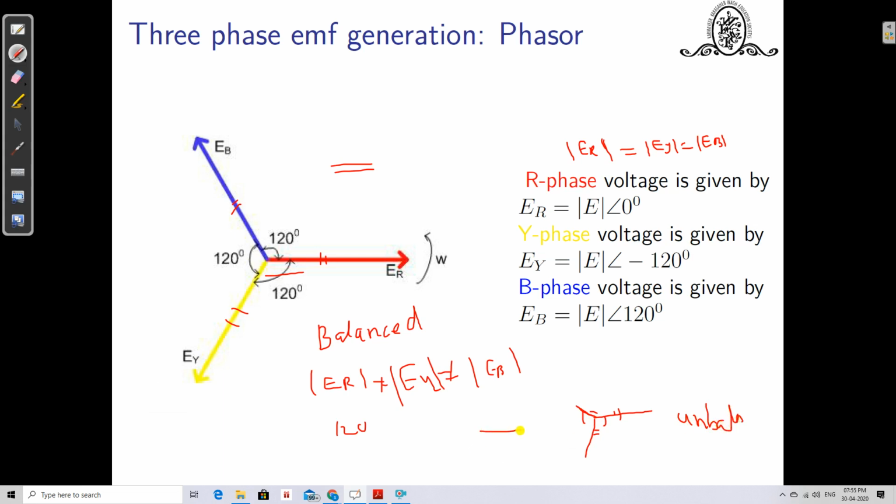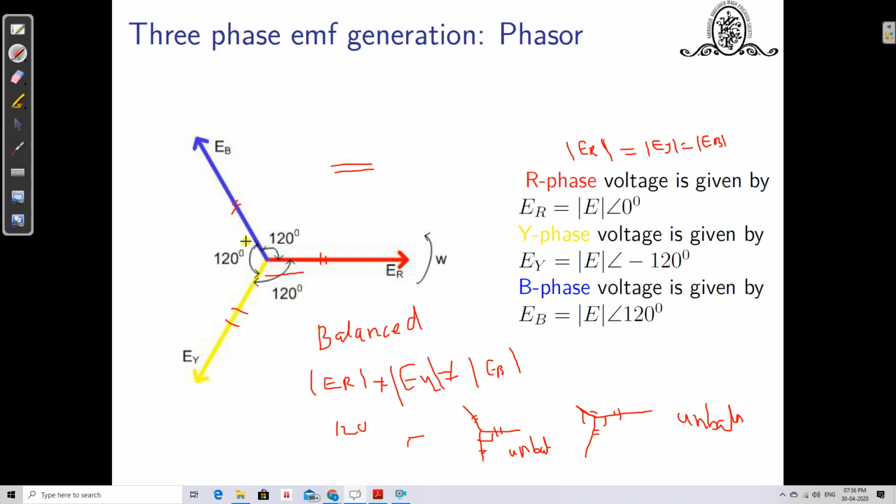Let us consider that the magnitudes are equal, but the phase angle difference is not 120 degree, say it is 90 degree. If the phase angle difference is not 120 degree, but the magnitudes are equal, then also it is unbalanced. If the magnitude and angle both are not matching, that is magnitude is different and phase angle difference is not exactly 120 degree, then obviously it is unbalanced.